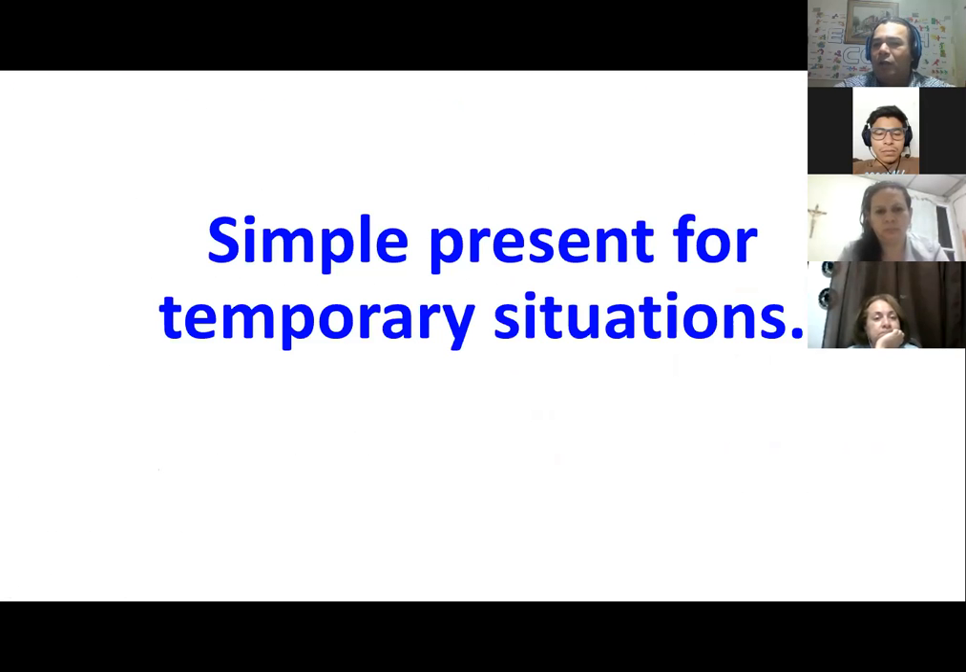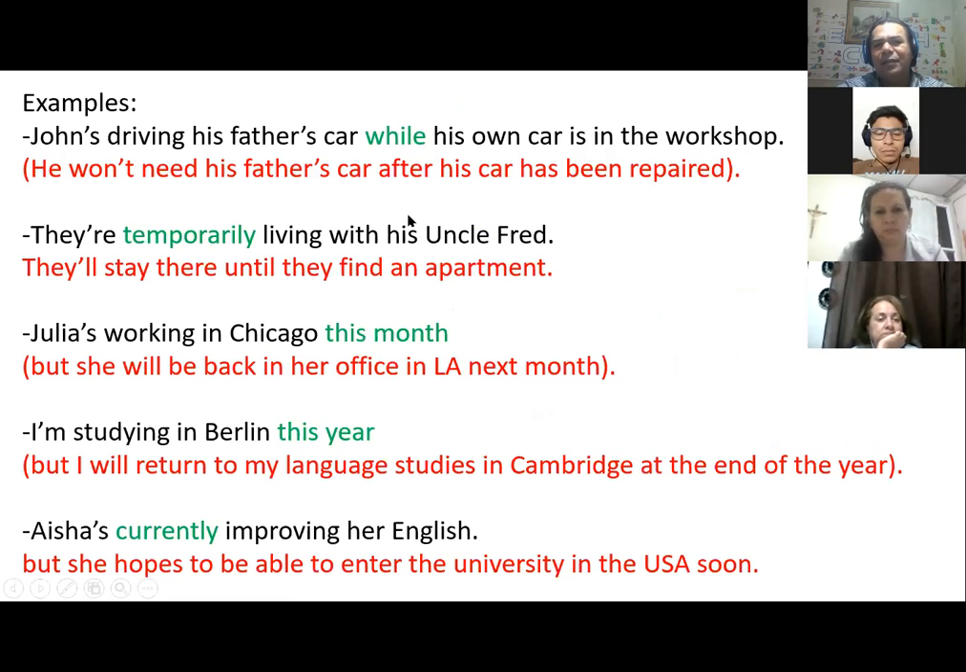So here we go, the presentation. And here we have some examples. Several of you will be reading this. Okay, Carlita, number one. John's driving his father's cars while his own car is in the workshop. Correct. The meaning of that is, Carlita: he won't need his father's car as his car has been repaired. Perfect, right?